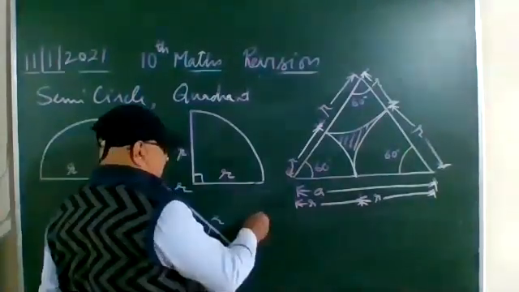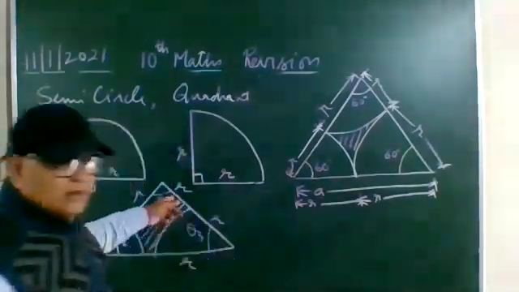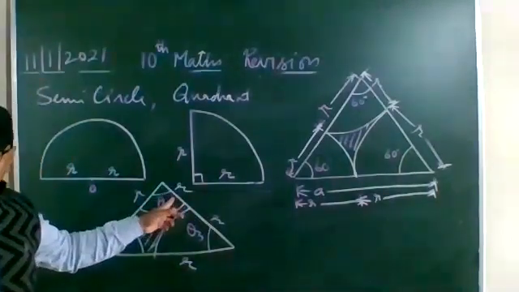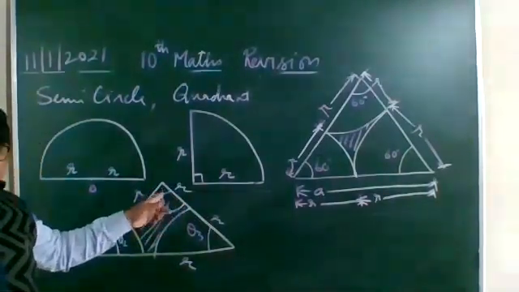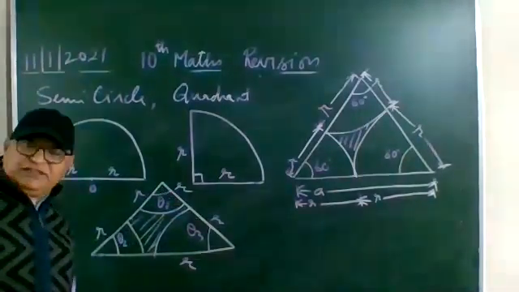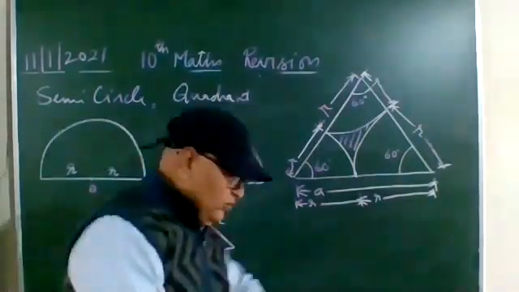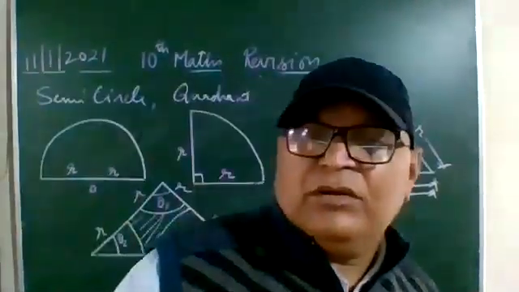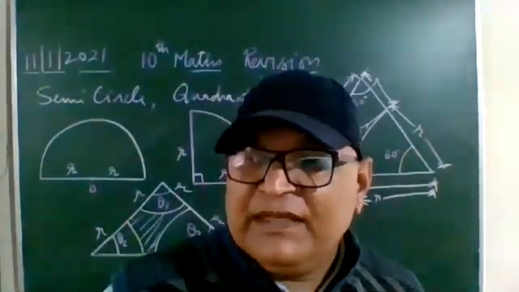You can make the figure a quadrilateral also. So in a quadrilateral, theta 1 plus theta 2 plus theta 3 plus theta 4 will be what? 360 degrees. And this is how you can do the question. Okay. So revise this chapter.